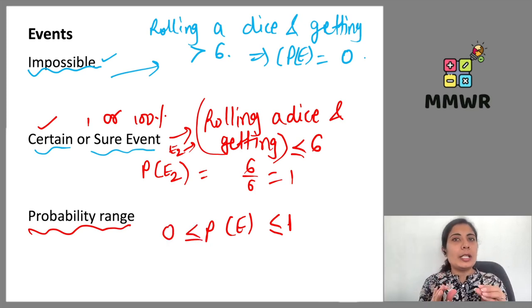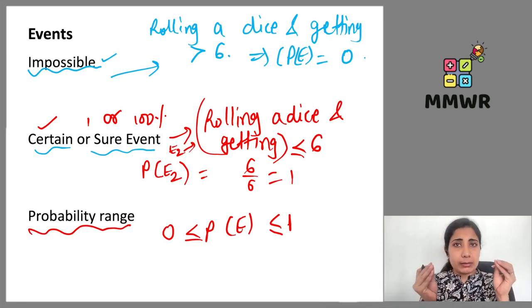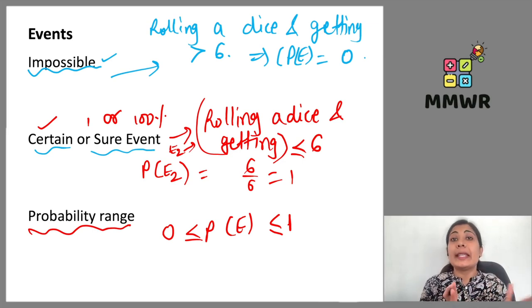That means the probability lies between 0 and 1. The probability of any event can never be lesser than 0. That means negative will not be allowed. So if somewhere it is written that the probability for this event is 5 upon 2, that can't be possible because 5 upon 2 is not coming into this range.